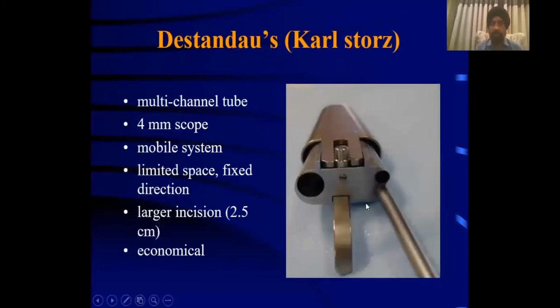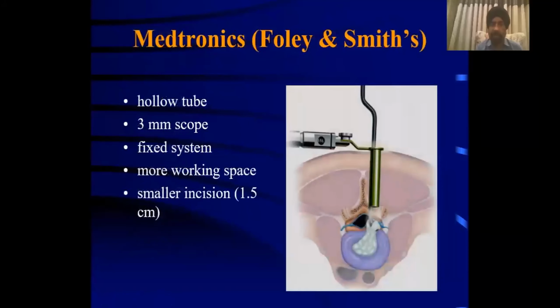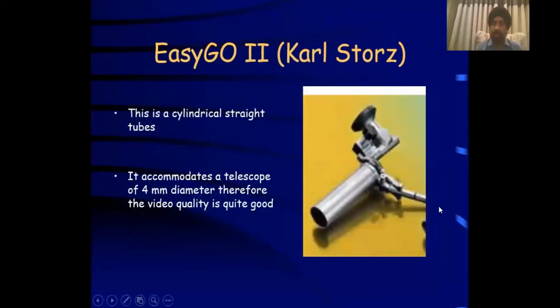This is just to show you a Destandau tube, which has multiple channels. The instruments here move in a fixed direction, so it becomes difficult to manipulate them. And this is the Metrx tube, and this is the EasyGo system.